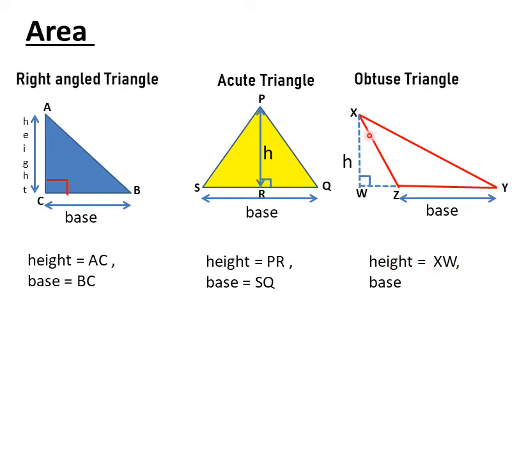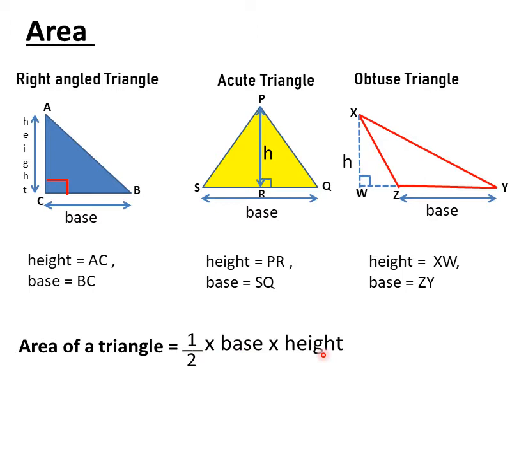So height is equal to XW and base is equal to ZY. In any triangle, whether it is right angled, acute or obtuse, the formula is still the same. So what is the formula for area of a triangle? It is going to be half into base into height. In any given triangle, first you identify what is the height, you identify what is the base, and just substitute. So again, area of a triangle is half into base into height.